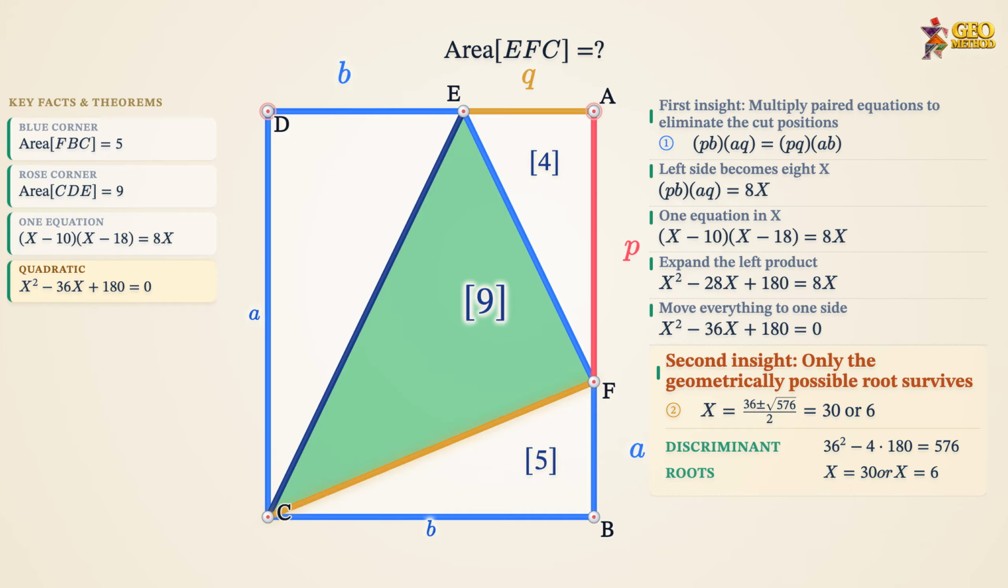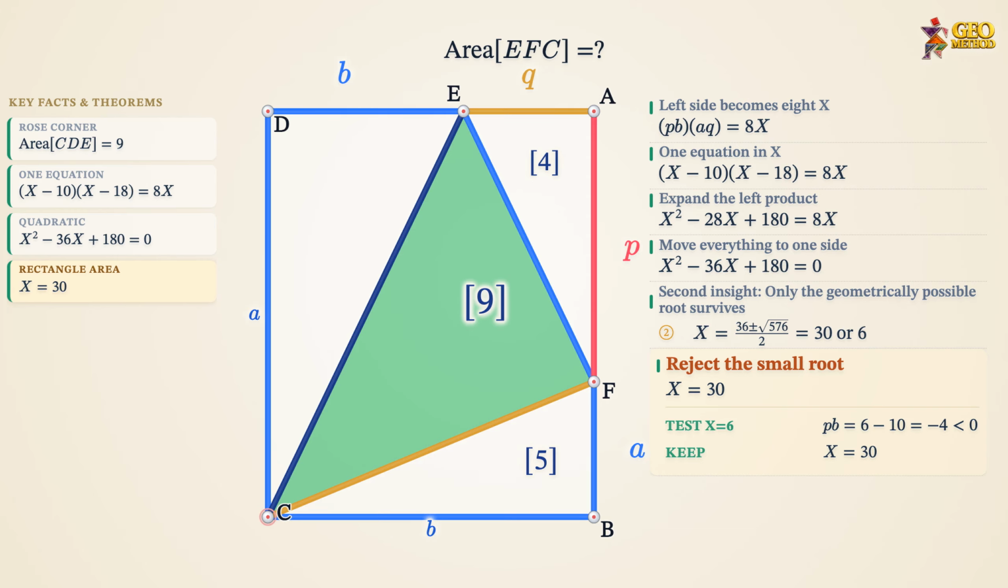A second insight now finishes the structure. Only the geometrically possible root survives. Check the two roots against the geometry. If X were 6, then PB would be 6 minus 10, a negative length, which is impossible. So 6 is rejected, and the rectangle area must be 30.